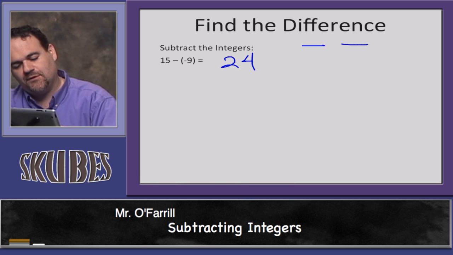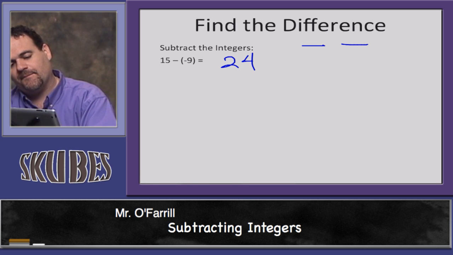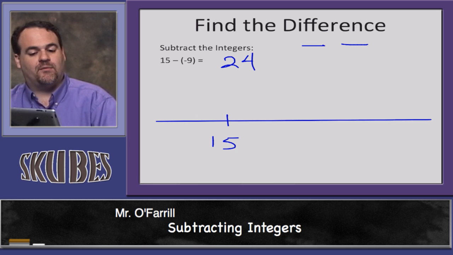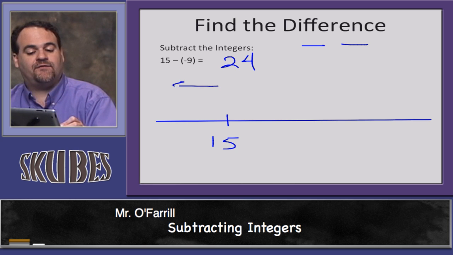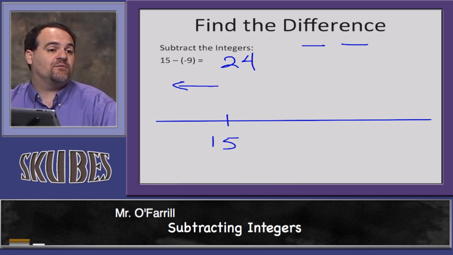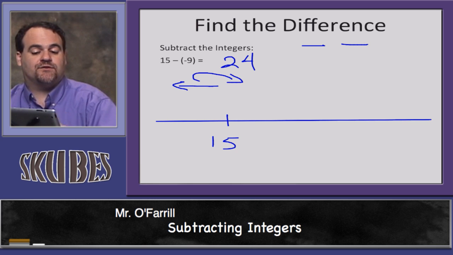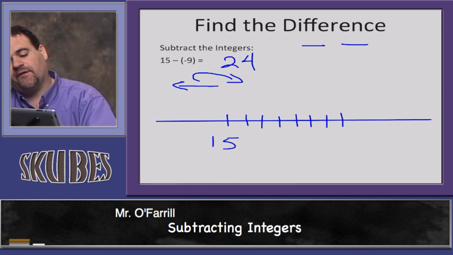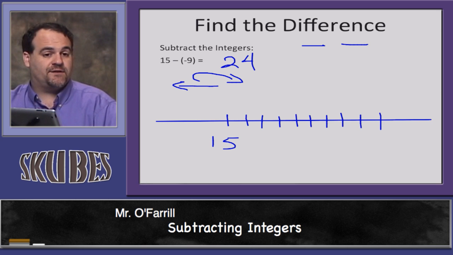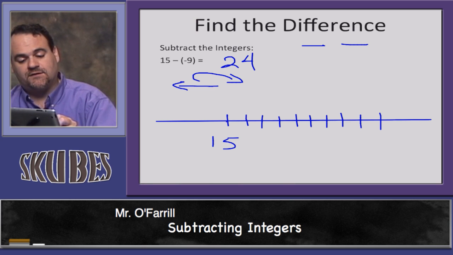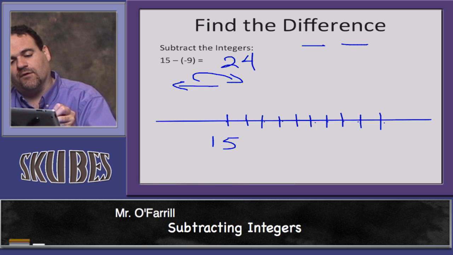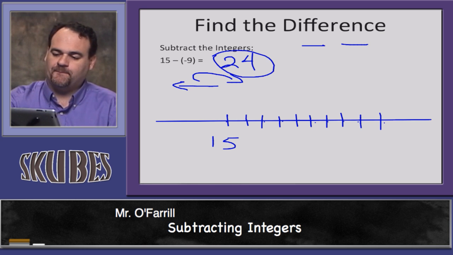Hey, tell you what, since this is new, let's check with that number line again. Here is 15. Remember, minus says to go to the left, but it's a negative number, so what do we do? Change direction. So we go to the right. 1, 2, 3, 4, 5, 6, 7, 8, 9. What number is that? 15, 16, 17, 18, 19, 20, 21, 22, 23, 24. I think we're on to something.